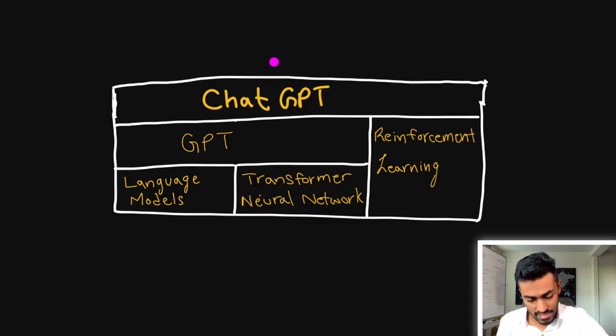To understand ChatGPT, we need to understand some more fundamental concepts. So ChatGPT is built on top of GPT as well as the entire paradigm of reinforcement learning. And the GPT models themselves are essentially language models, and they are also built on top of transformer neural networks. So let's take a look at each individually.